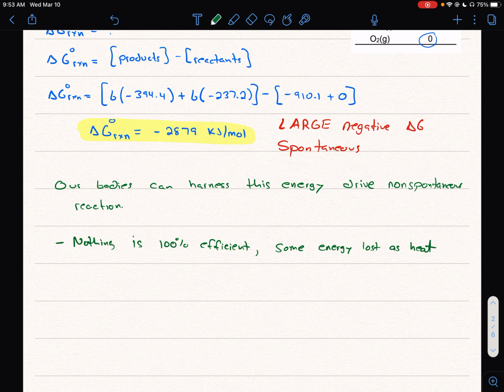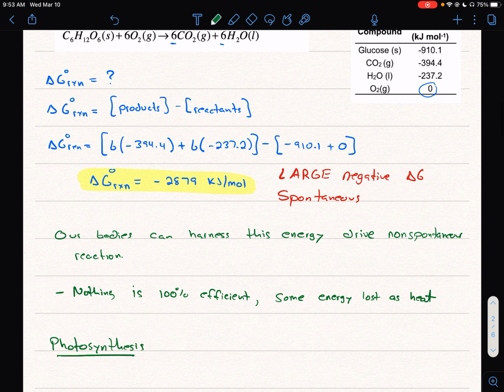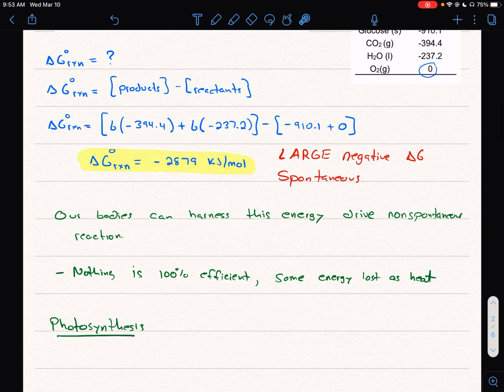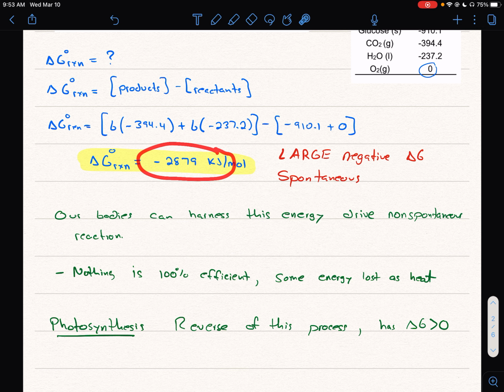The other thing we can think about is photosynthesis for a second. Photosynthesis, if we come back up here to our reaction, is just the reverse of this reaction, right? Plants are taking carbon dioxide and water, and they're able to produce sugar and release oxygen in the process. So photosynthesis is the reverse of this process, which means photosynthesis has a delta G that is greater than 0. And in fact, delta G for photosynthesis is positive 2879 kilojoules per mole.